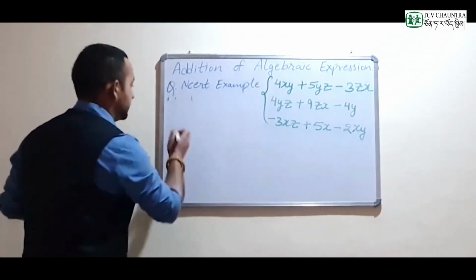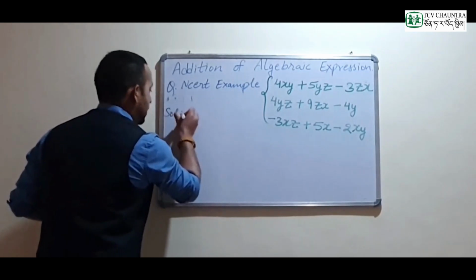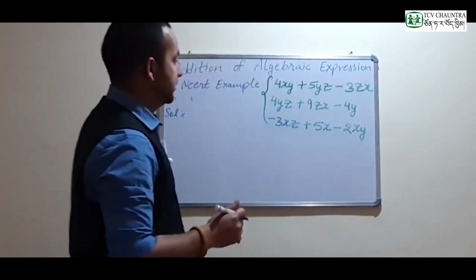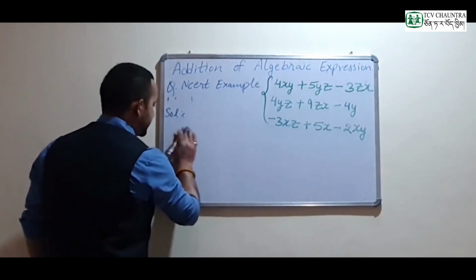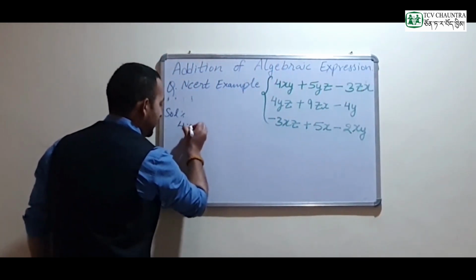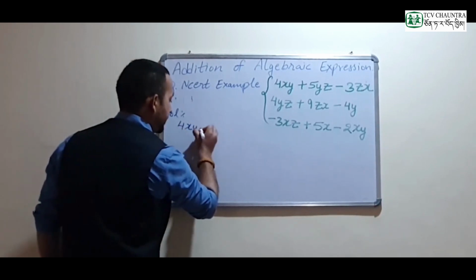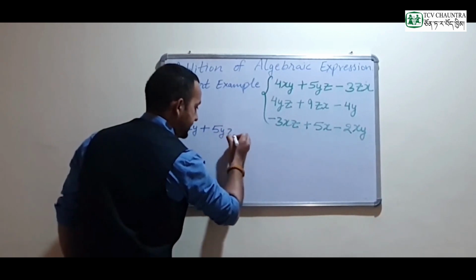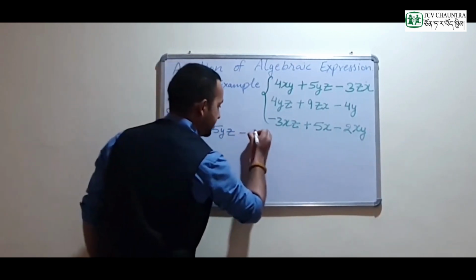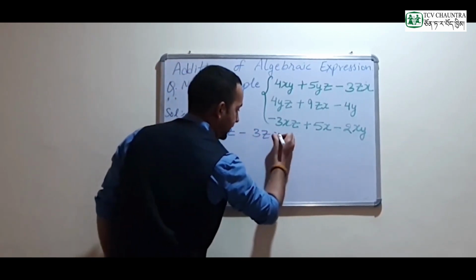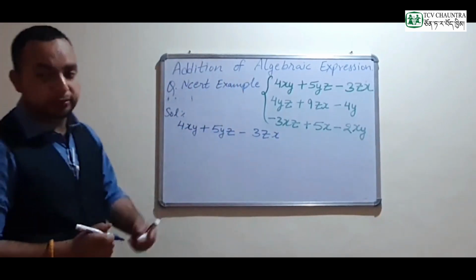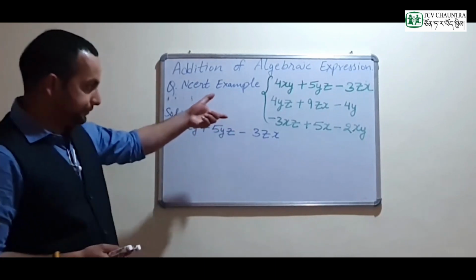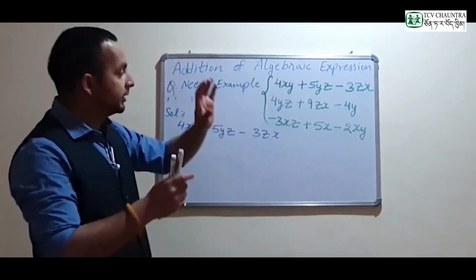So first of all, we will copy the first expression as it is. Your first expression is 4xy plus 5yz minus 3zx. Now we are keeping these in like terms.